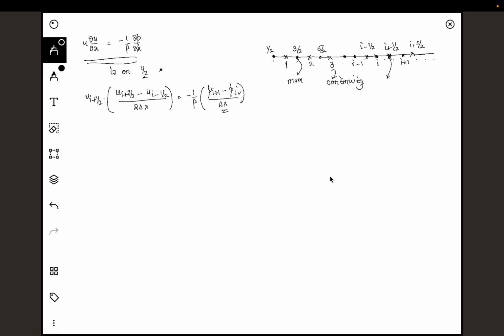Now let us also do the discretization for the continuity equation. So del U del X, I'll be doing at the ith grid point. Central differencing at the ith point will give me I plus half minus I minus half.